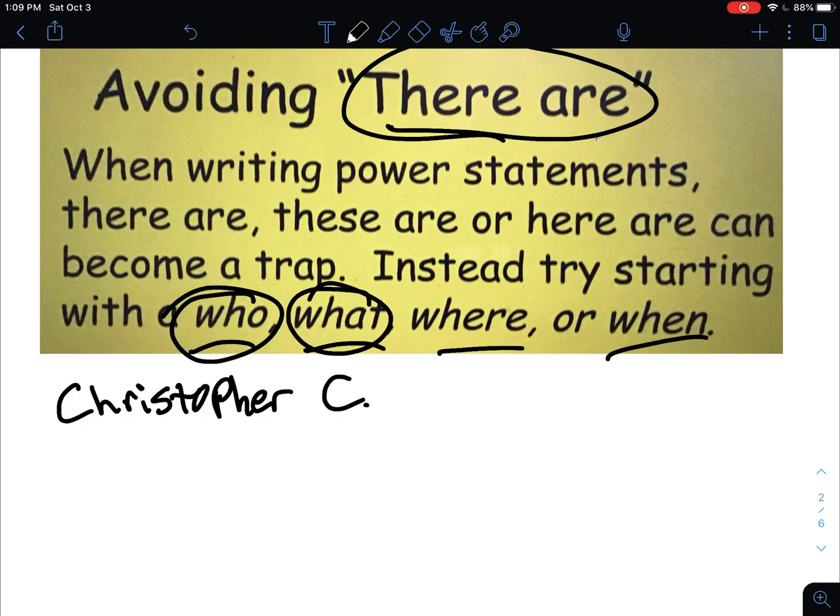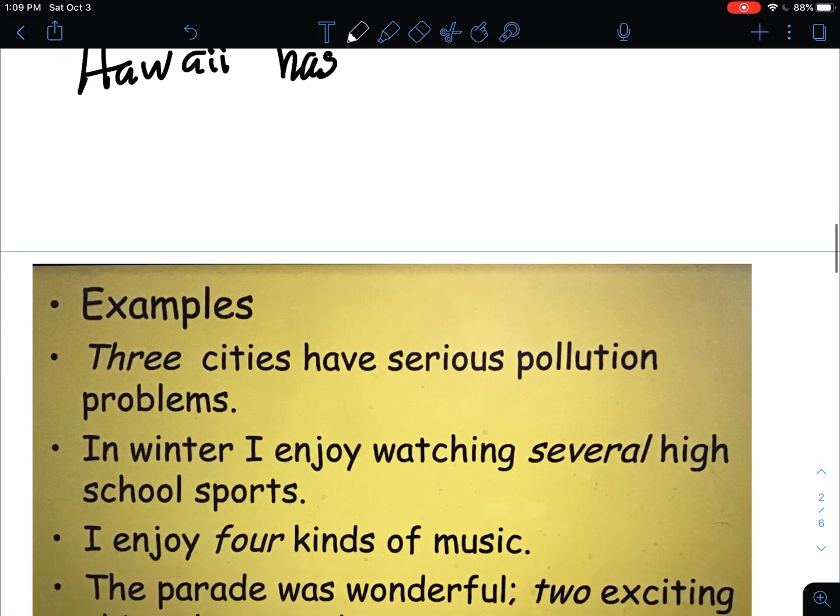A what? So if you're going to be writing about a place or an incident or something that happened, let's say you're going to be writing about Hawaii. Instead of saying there are many amazing things to do in Hawaii, you would say Hawaii has several amazing things to do. All right. So that's how you can avoid starting off with there are.